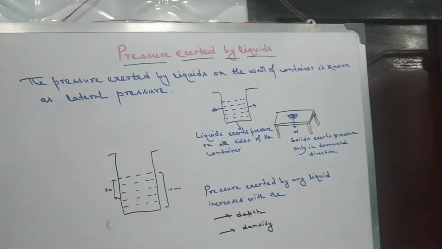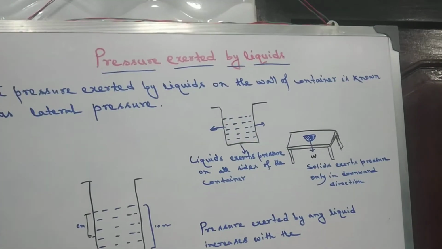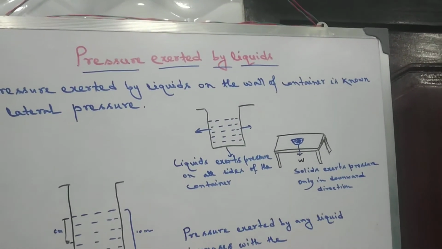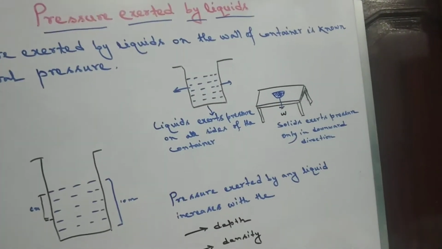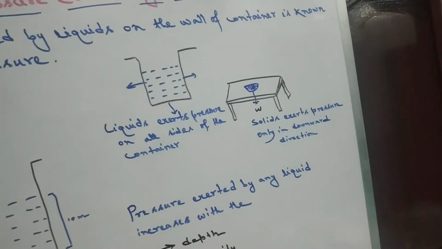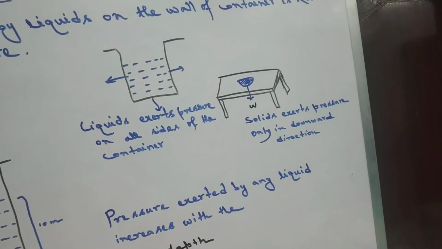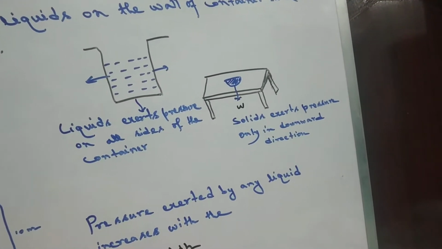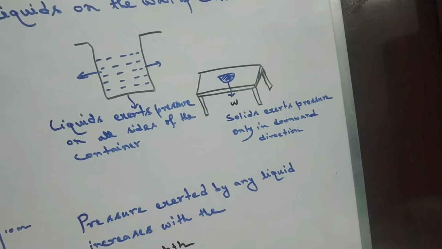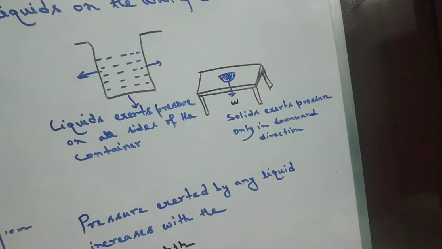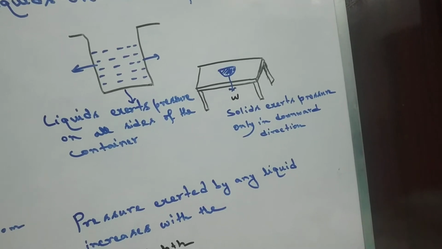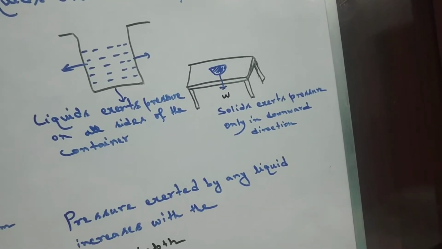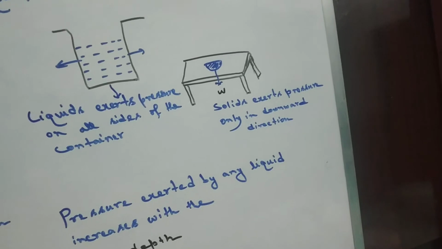Now in this video I will discuss pressure exerted by liquids. Okay, pressure exerted by liquids. Now see, solids exert pressure only in the downward direction. If you put any solid object on a table or somewhere, that object will exert pressure only in the downward direction due to its weight.